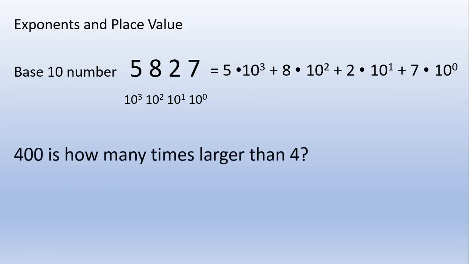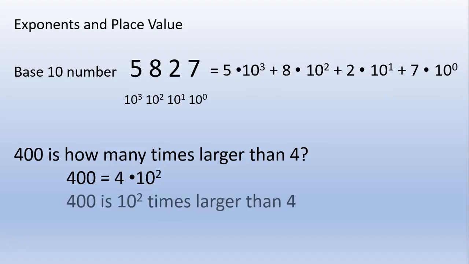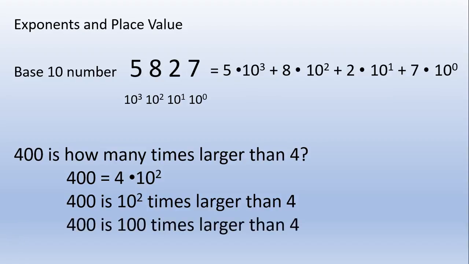Now thinking about the place value can also help us answer questions like this. 400 is how many times larger than 4? Well, since 400 is 4 times 10 to the second power, we know that 400 is 10 to the second times larger than 4, or 100 times larger than 4.